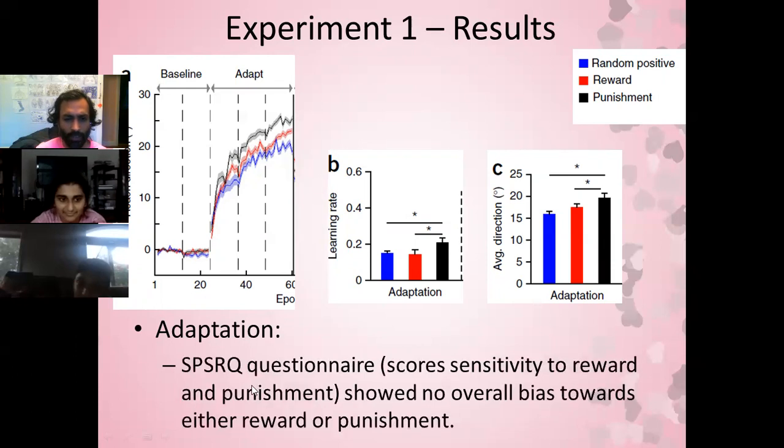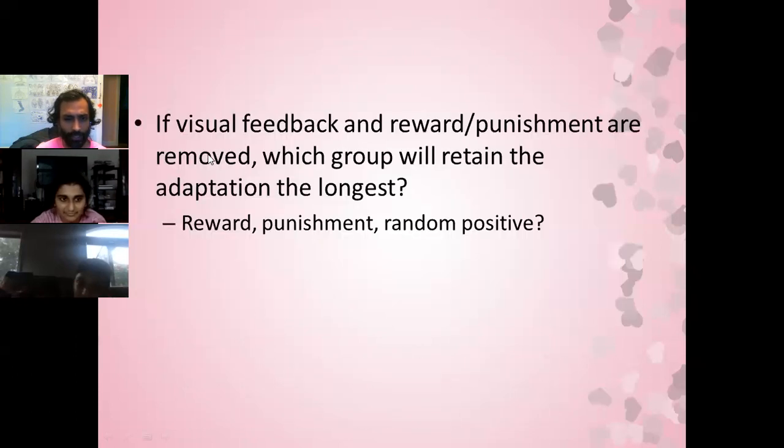And the next question they ask is, okay, you do this. Now what happens if we take away all feedback? There's no visual feedback. They can't see what they're doing. There's no reward or punishment. Do they keep that adaptation of moving 30 degrees, or do they change it? What do they do when they get no feedback after they've gotten this training?